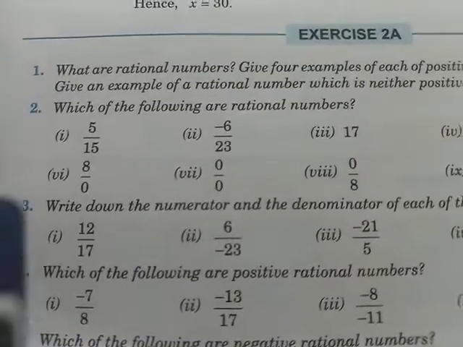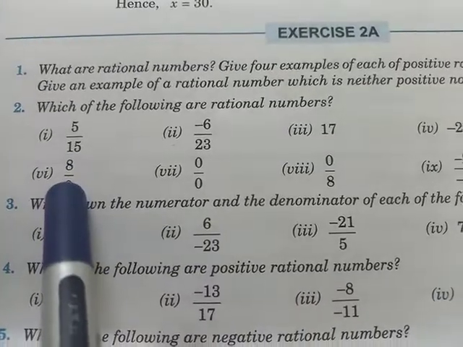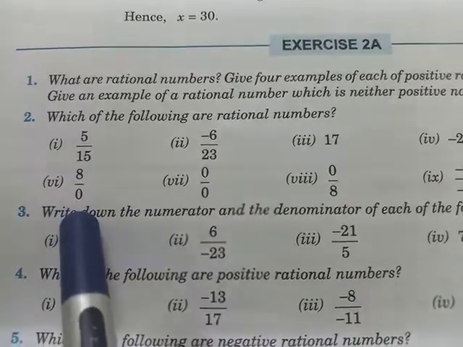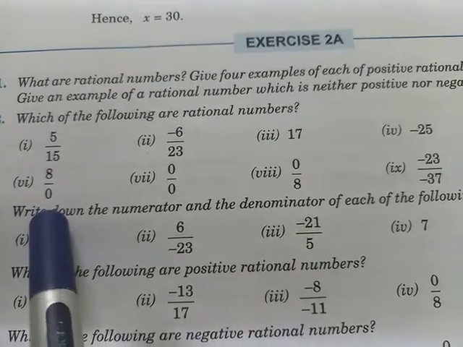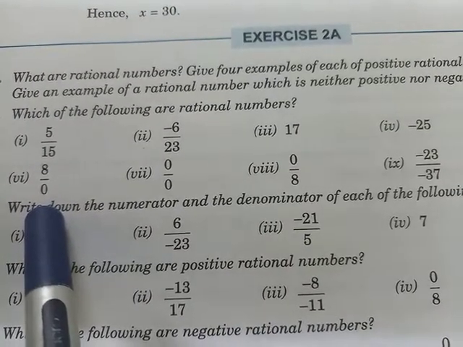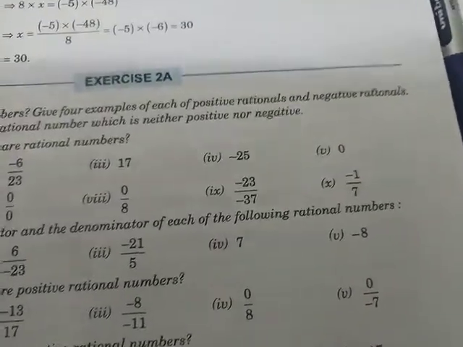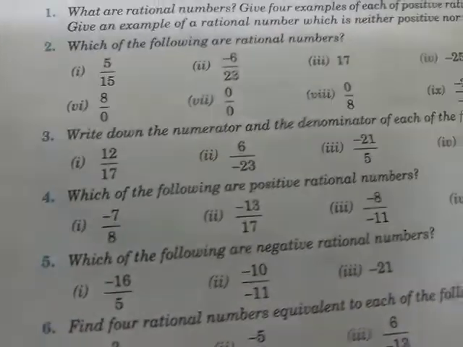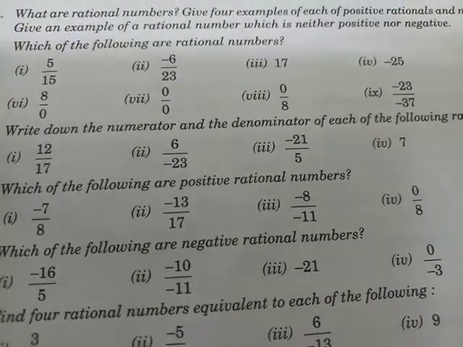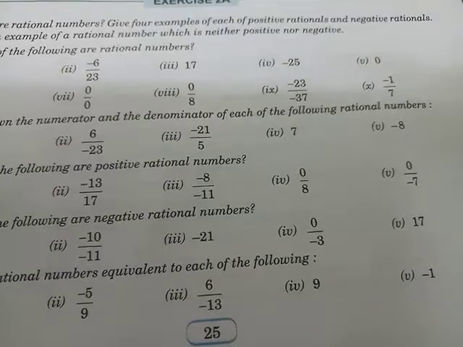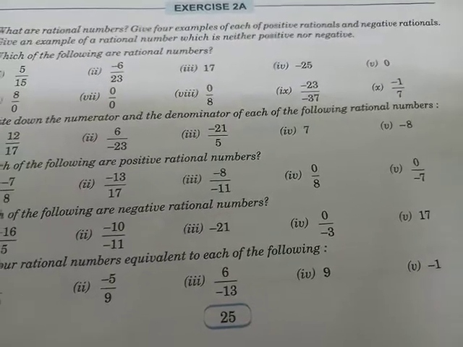Now we come to the sixth part, 8 upon 0. The moment 0 is there in the denominator, it cannot be a rational number. Okay, children, hope you can do the rest of the parts. Then I come to question number 3. What they are saying in question number 3, write down the numerator and the denominator of each of the following rational numbers.